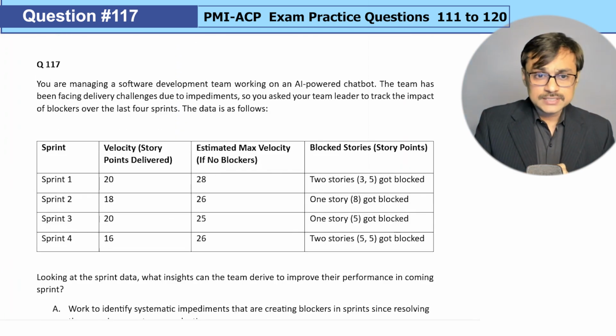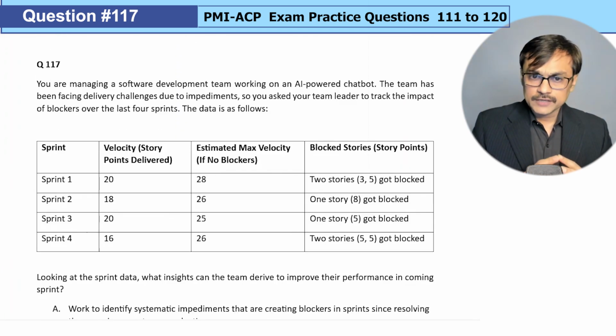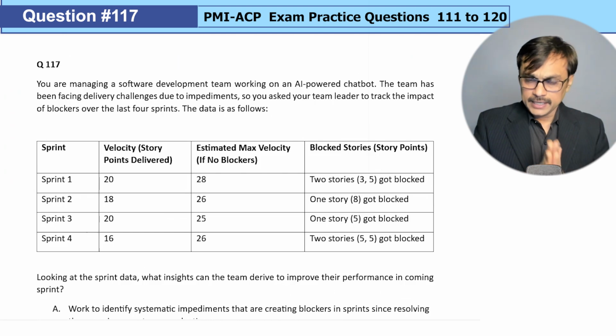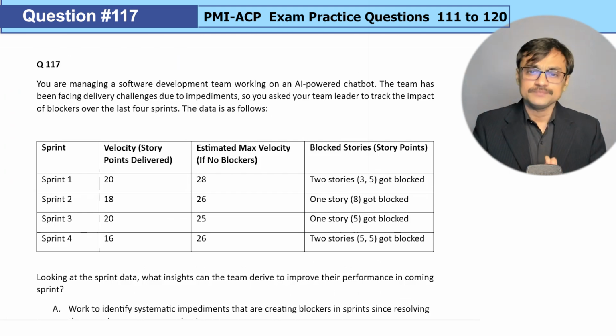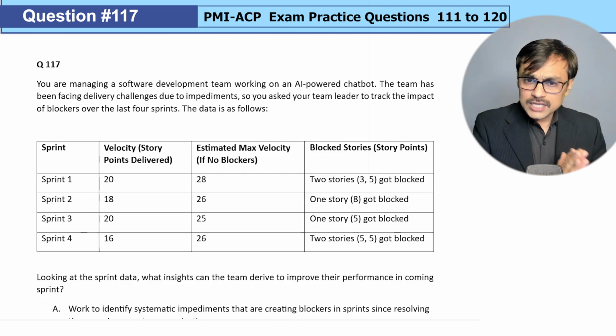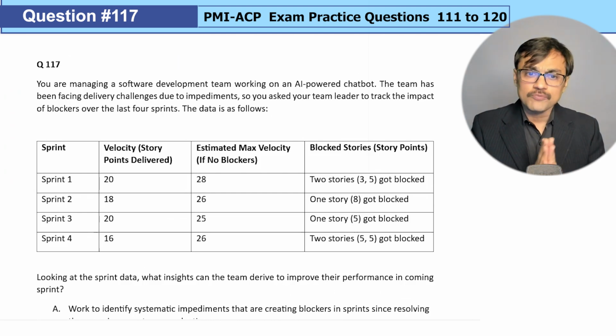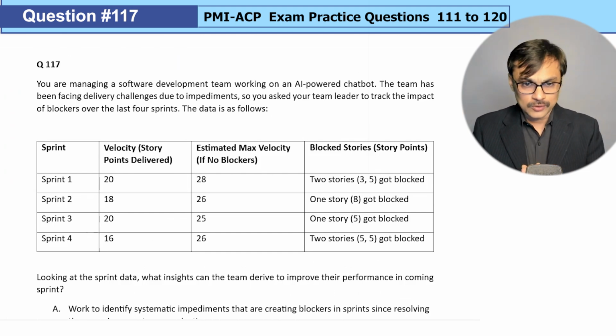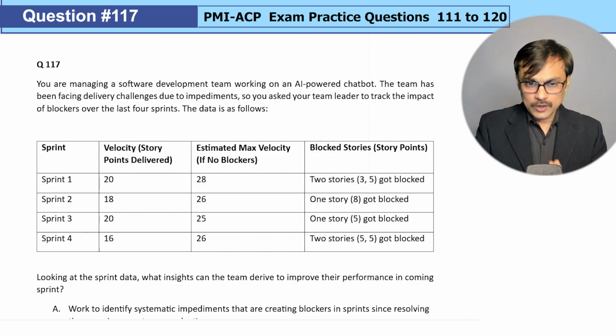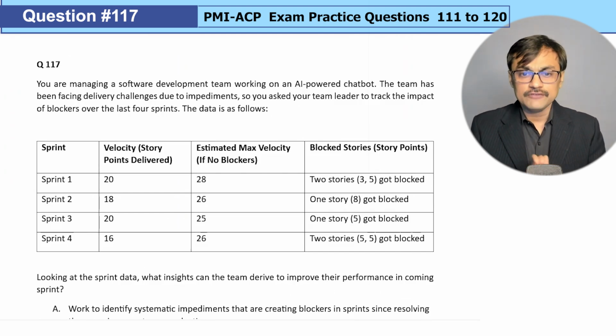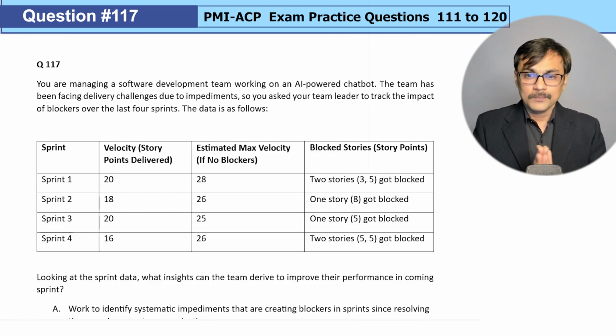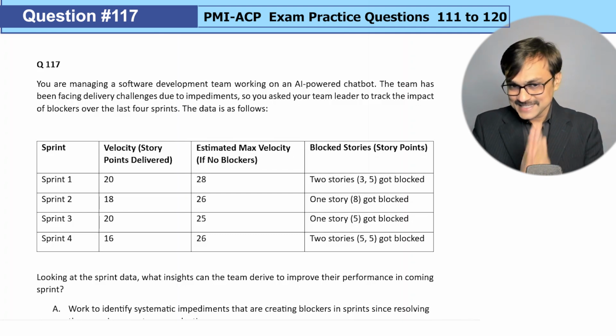Question number 117. You are managing a software development team working on an AI-powered chatbot. The team has been facing delivery challenges due to impediments. So you asked your team to track the impact of blockers over the last 4 sprints. The data is as follows: sprint velocity, story points delivered, estimated max velocity if no blockers, blocked stories, story points. This is a little interesting.